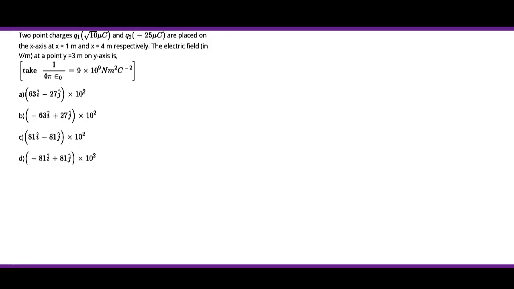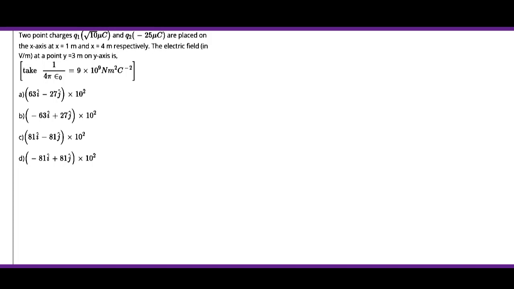Hello students, we have a question. Two point charges Q1 as under root 10 microcoulomb and Q2 negative 25 microcoulomb are placed on the x-axis at x equal to 1 meter and x equal to 4 meter respectively. Now the electric field on the y-axis at a point y equal to 3 meter we need to calculate.